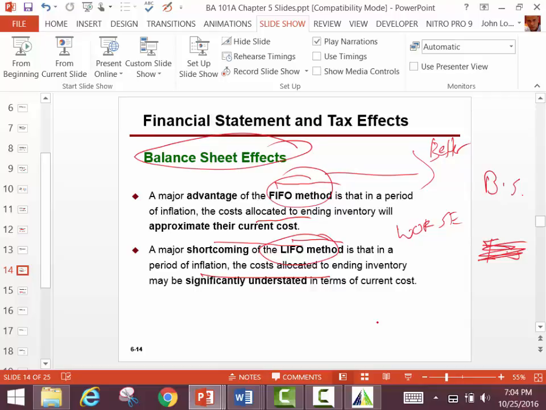425. Meanwhile, if we had to replace those rocks at the bottom, because can rocks get rotten? The rocks at the bottom got rotten, and we had to throw them away. We're going to have to pay $475 to replace those, not $425, right? So there's a balance sheet distortion under LIFO, isn't there?